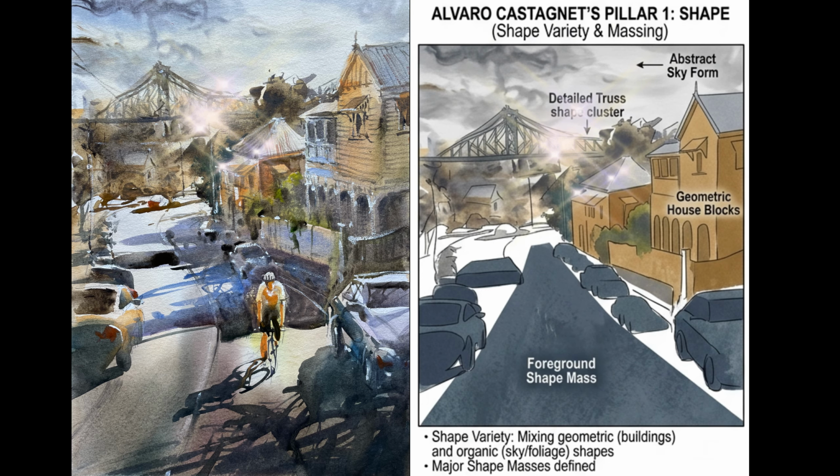Detailed cluster. The Story Bridge trusses introduce rhythmic, linear structure, a detailed shape cluster that draws the eye toward the distance. Shape variety is the first secret of this painting. Organic against geometric. Detail against mass.